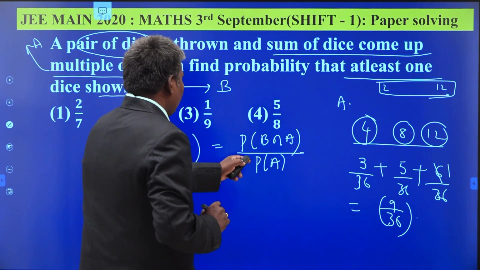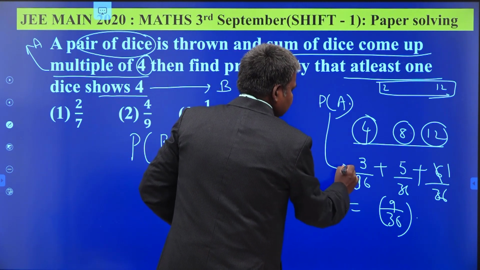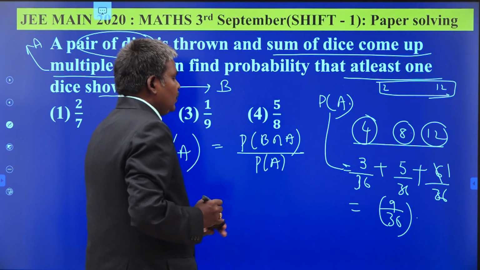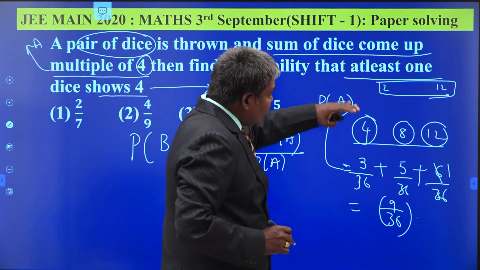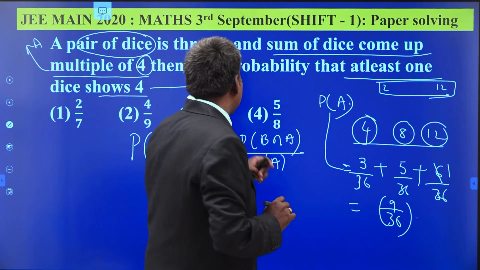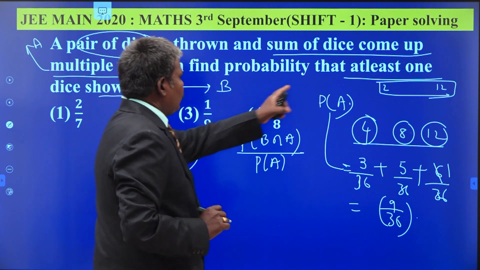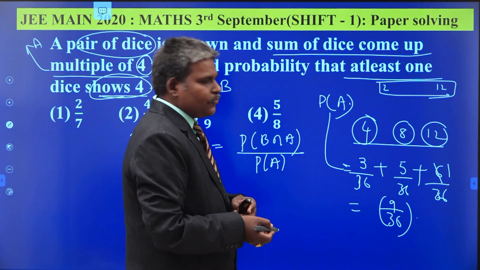Leave this one. Here we obtain probability of A. This is probability of A. Okay. Sum is either 4 or 8 or 12. In this situation, one of the die must and should be divisible by 4. At least one of the die shows 4, not divisible. One of the die shows 4.